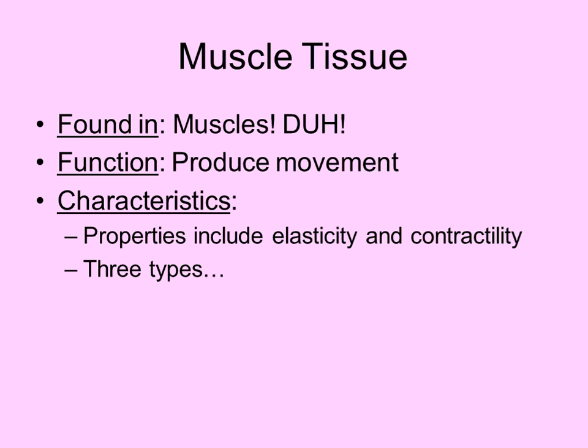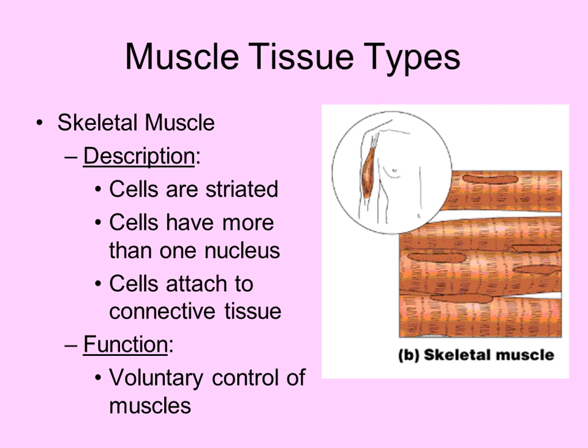The unique characteristic about muscle tissue is that it's elastic and can contract. Muscle tissue is able to change shape and change size to produce the movement. There are three types of muscle tissue. The first muscle tissue I want to talk about is skeletal muscle. Skeletal muscle is the muscles that are connected to your skeleton, to your bone, and is what you and I can control voluntarily to produce movements.